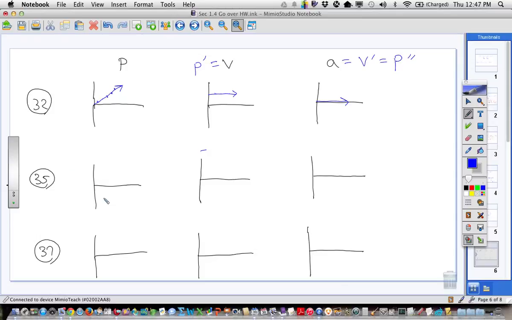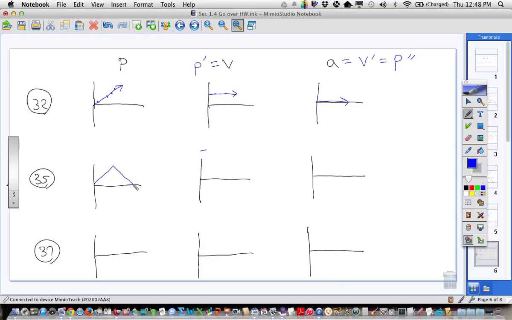All right, now 35. 35 says that the object moves to the right and then to the left. Now, there's two options you could have done here. One option would have been this. How many people drew their graph like that for 35? A few. Okay. That's fine. Now, physically, that's kind of impossible, right? Because what that would mean is that it's going at a constant speed, doesn't even stop. Well, it instantly switches direction going at that same constant speed, which, like I said, physically would be kind of hard to do.